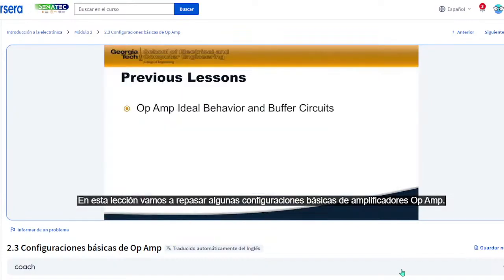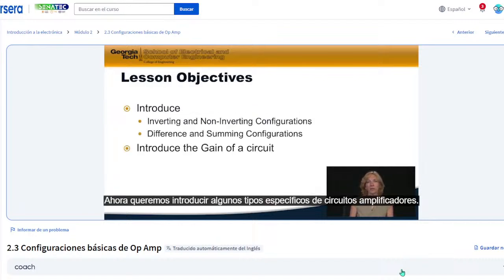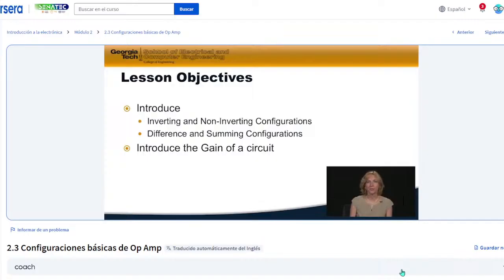In our previous lessons, we looked at the op-amp ideal behavior and a simple circuit that was a buffer circuit. Now we're going to get a little bit more complicated with it. And we wanted to introduce some very useful circuits, inverting and non-inverting configurations, difference and summing configurations. And we want to introduce the idea of a gain of a circuit.